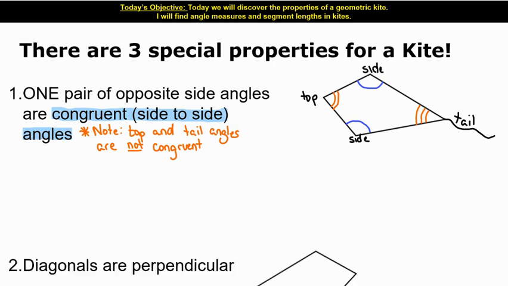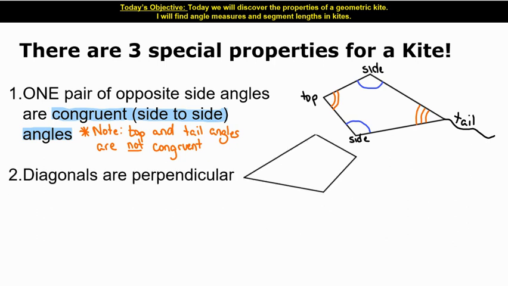The second special property for a kite is that my diagonals are perpendicular. So that means when I draw them in, they will intersect each other at a 90 degree angle.